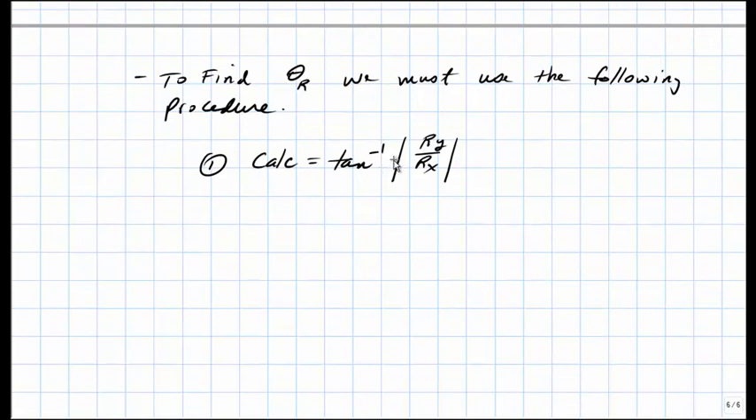And when we do that, there will be a value that appears on our calculator screen which needs to be adjusted. This will not necessarily be the angle. Step 2 requires that we adjust the calculator value.